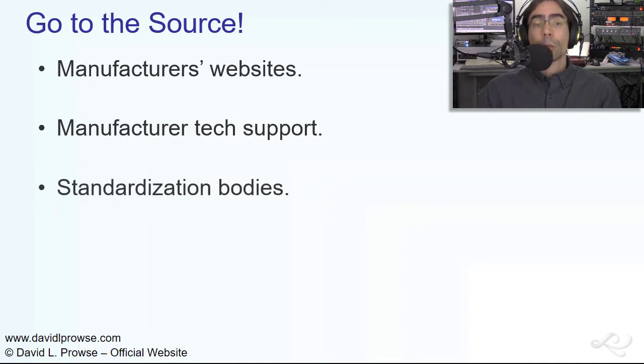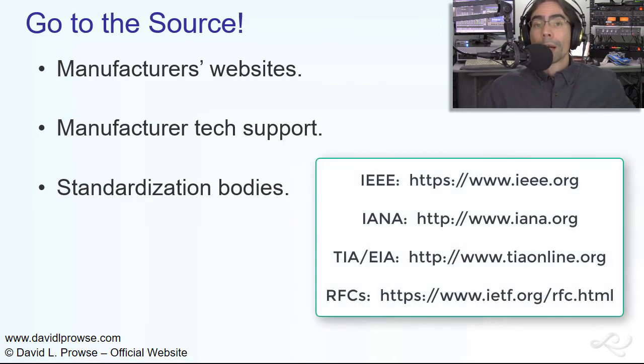Also, standardization bodies. If it's something that's less product-oriented and more technology-oriented, then you might want to go to a standardization body. For example, the IEEE or IANA or the TIA-EIA or Request for Comments, RFCs. Those are all great places to go to get information about a technology as opposed to a device or software.